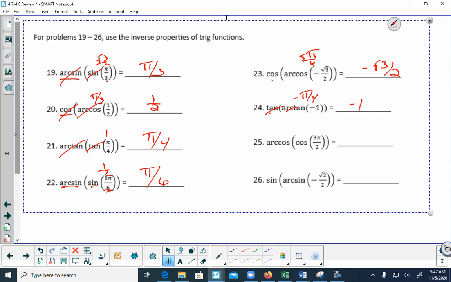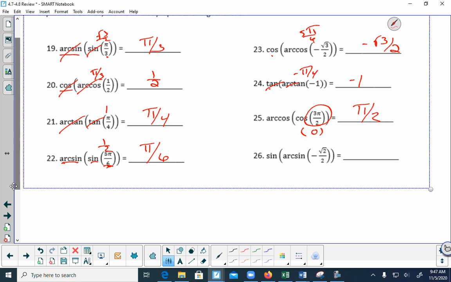The next one, what is the cosine of 3 pi over 2? That's going to be 0. And when is the cosine equal to 0? Well, you're going to have to say pi over 2 because this 3 pi over 2 is not in the domain. So I cannot use that. That cannot be an answer.